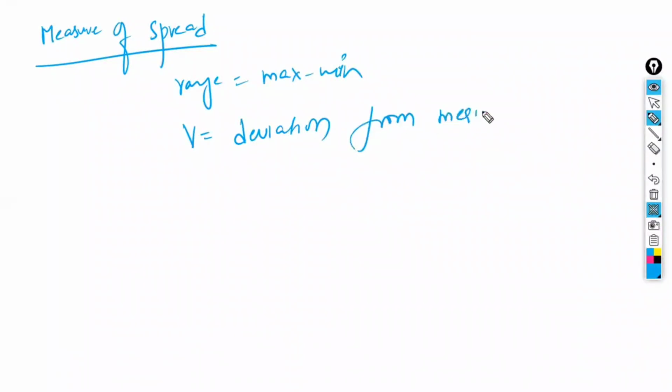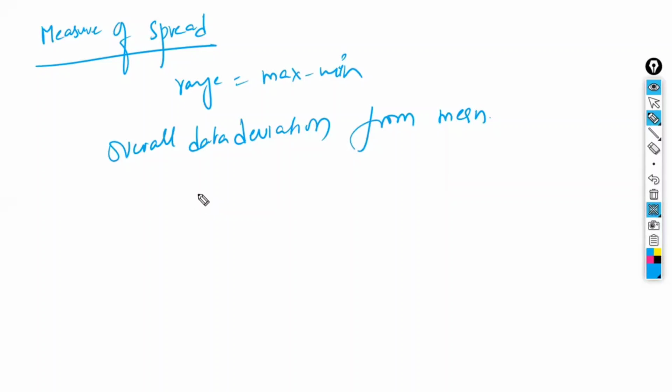Deviation from the mean, right? How much it has deviated. How much the overall data deviates from the mean is given by variance. If the variance is very high, it means the deviation is very high. If the variance is low, it means the deviation is low.